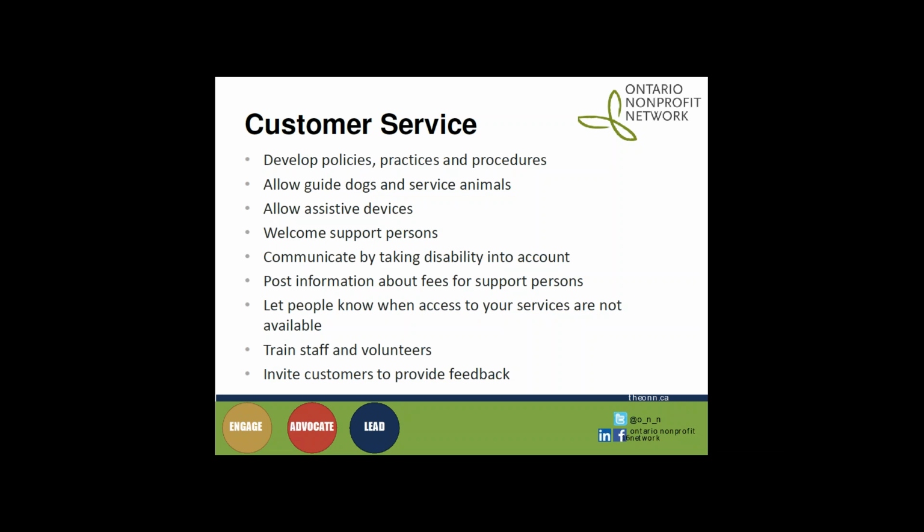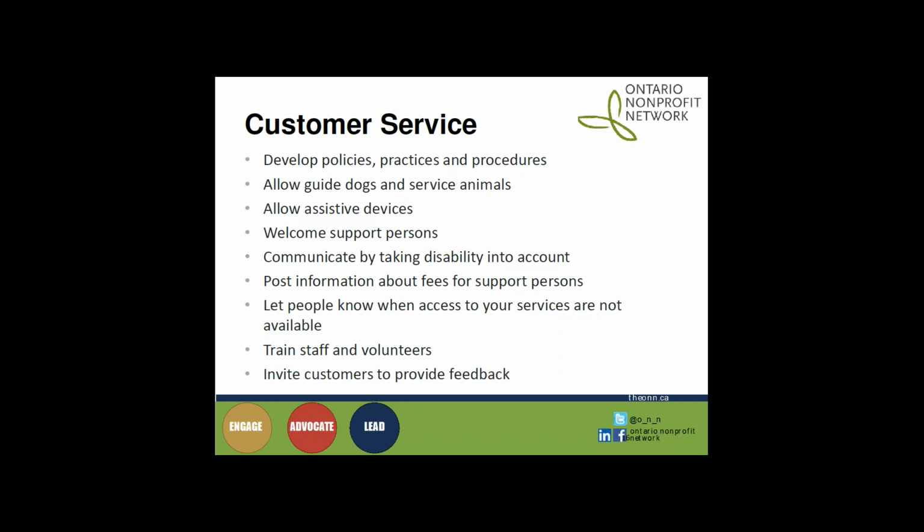And that's your only requirement. The government doesn't say what you have to charge, just that you need to make a decision about what, if anything, you're going to charge someone who has a support person. Your plan should also ensure that staff know what's expected of them when they communicate with customers with disabilities, and that's where you have the training component.